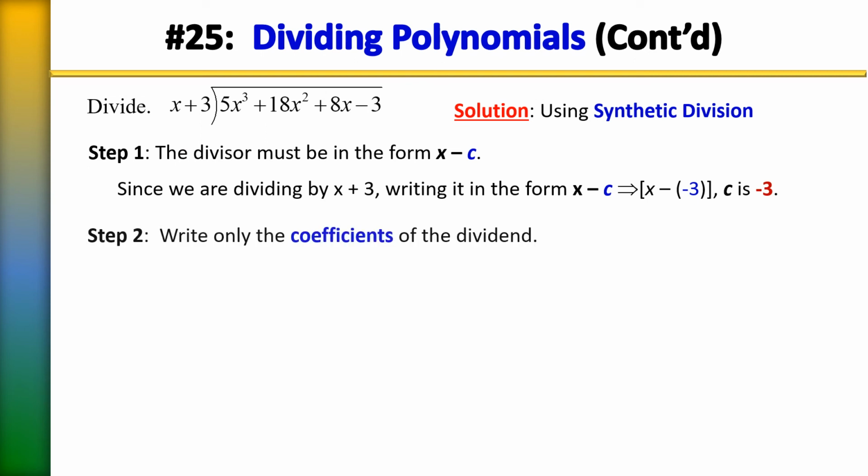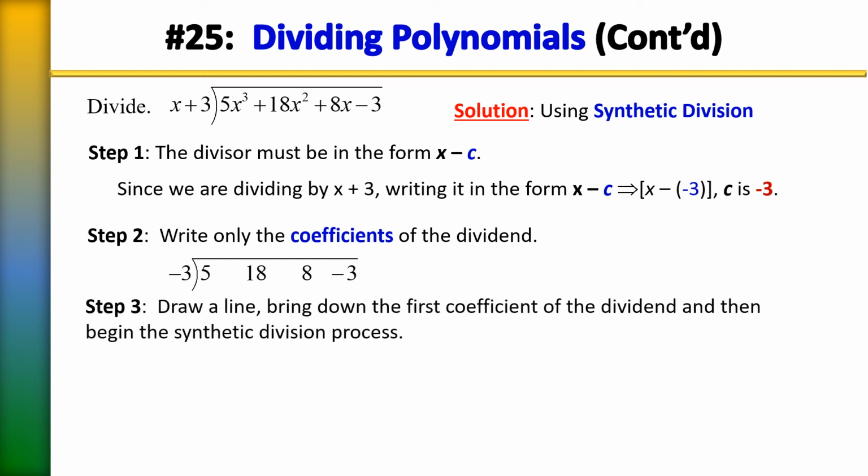The bottom line is the next step, you're going to write down just your coefficients of the dividend. So here is our dividend here. But we only want to write down just our coefficients. So you're going to basically just drop all the variables behind the coefficients. So when we do that, it looks like this. And then lastly, before we start the process of synthetic division, we're going to draw a line and then bring down our first term.